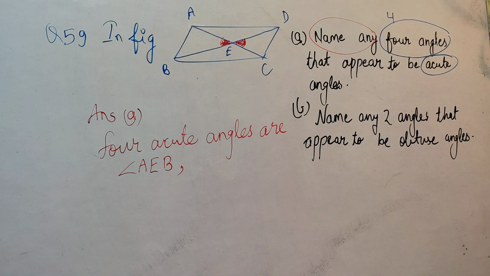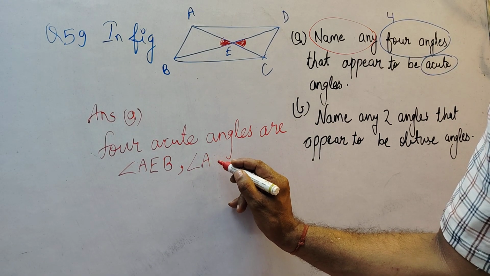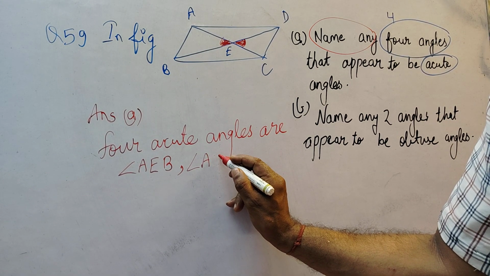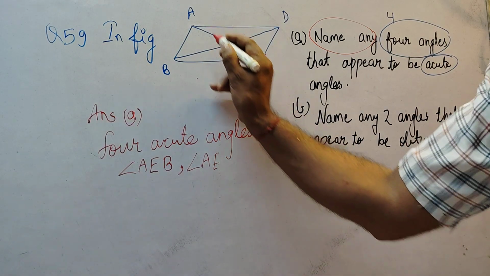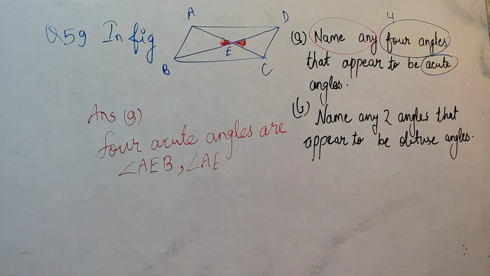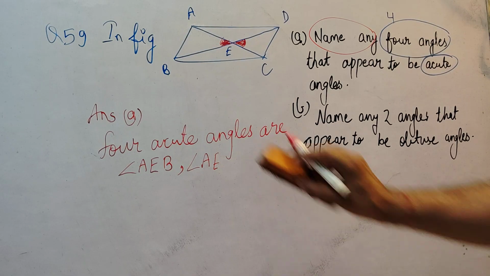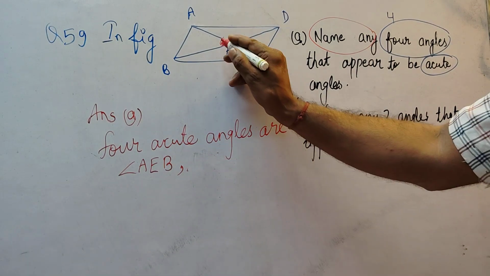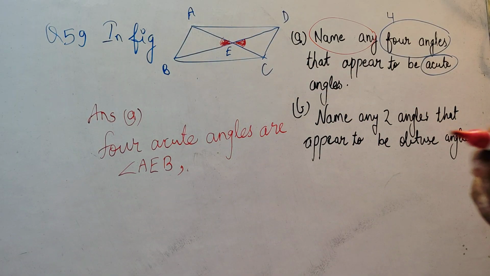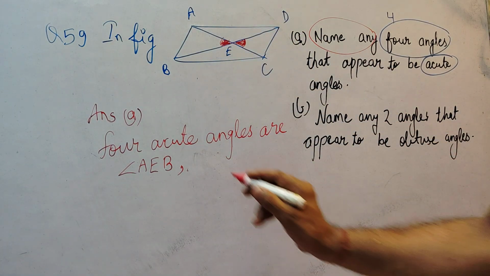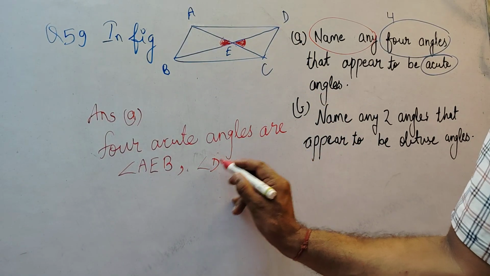Now the second one is A. Yes, A. Next letter, E. AED. This is an obtuse angle because the sum of two angles is 180 degrees. So if the acute angle is AEB, then AED will be obtuse because their sum should be 180. Now the next one is DEC, angle DEC.